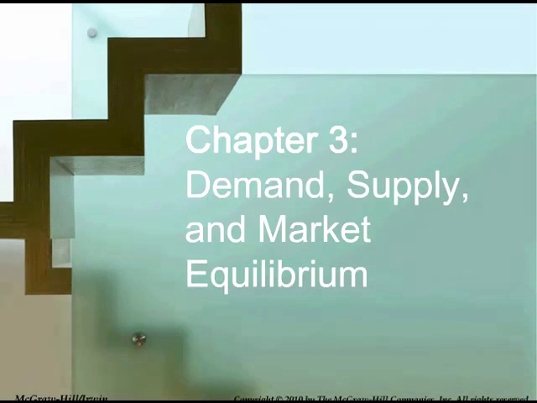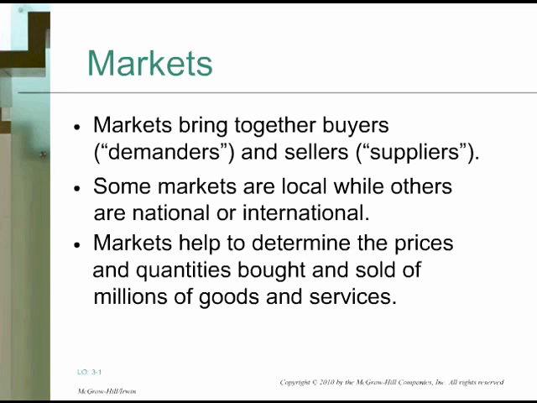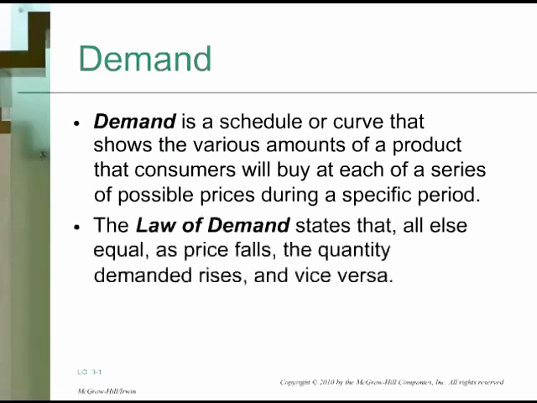Chapter 3. Demand, Supply, and Market Equilibrium. Markets bring together buyers, demanders, and sellers, suppliers. Some markets are local, while others are national or international. Markets help to determine the prices and quantities bought and sold of millions of goods and services.